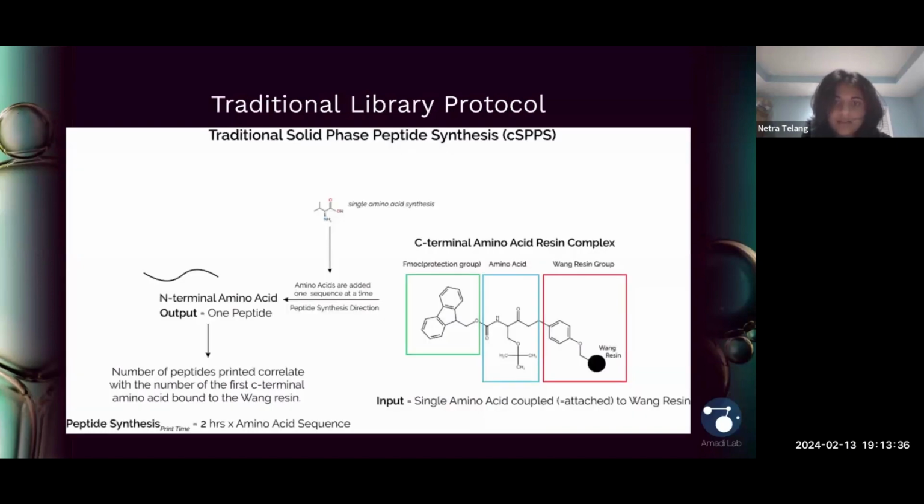Here is an image of the traditional SPPS protocol. So as you can see on the right, amino acids on the peptide synthesizer print from C terminus to N terminus. And so you start off with your weighing resin, and then you add in a single amino acid at a time, which is determined by the inputs that you put into the machine. And it's really not random at all. And so the output is multiple permutations of a singular peptide sequence. And so the number of peptides printed correlates to the number of the C terminal amino acids that are bound to the weighing resin.